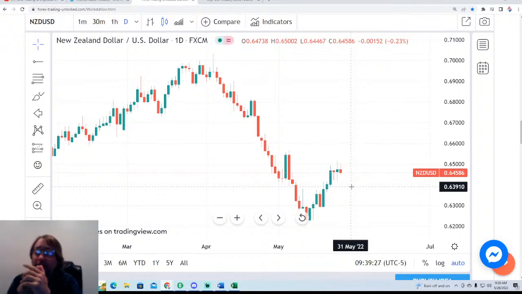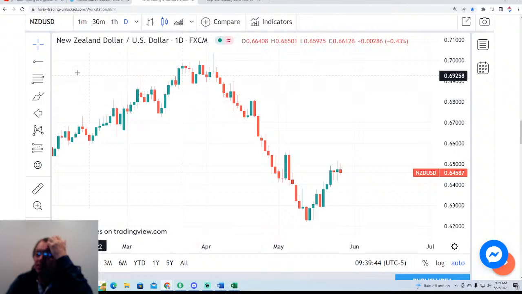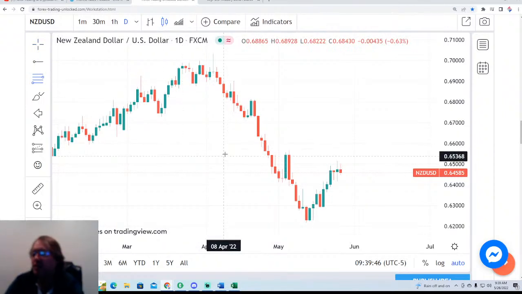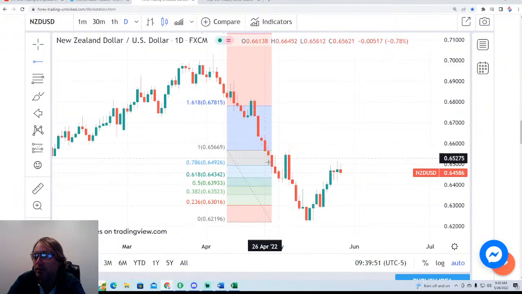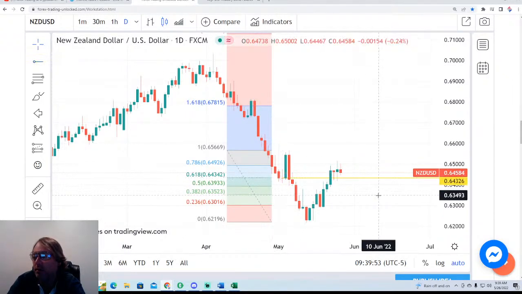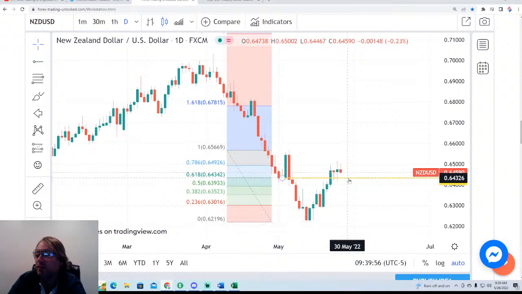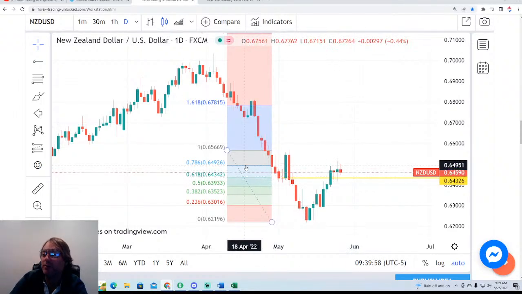Now, I do expect this market to get pummeled more than the Australian dollar, just because they're in a lot worse shape than Australia, and especially because of the lockdowns there. And I don't see that changing anytime soon, okay? So just to give you an idea though, right here, 0.618. So this market, yeah, it's right in between that.